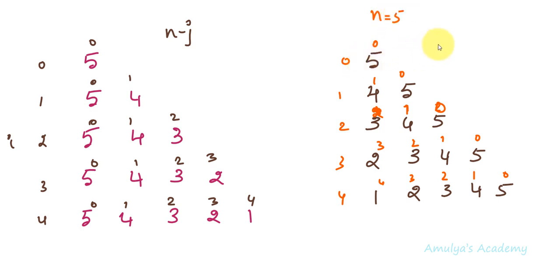If I do now n minus j, 5 minus 0 when column is 0, here at row 0 I'll get 5. Here this is column 1, so 5 minus 1 I'll get 4. When I do 5 minus 0 I'll get 5. 5 minus 2 I'll get 3. 5 minus 1 I'll get 4. 5 minus 0 I'll get 5. Okay, so if I subtract j value now, after reversing the column index, I'll get the pattern.